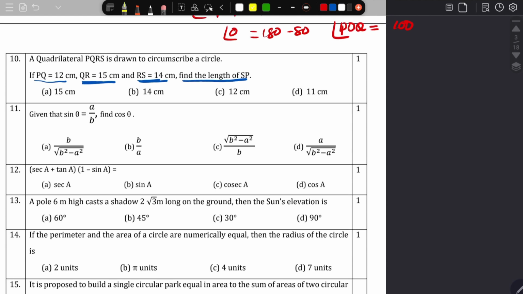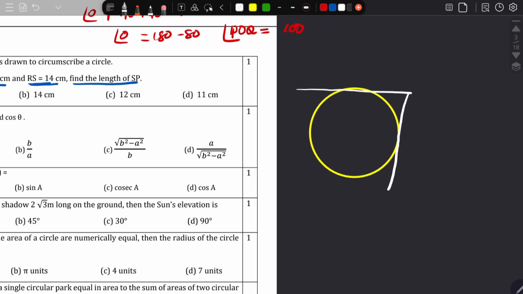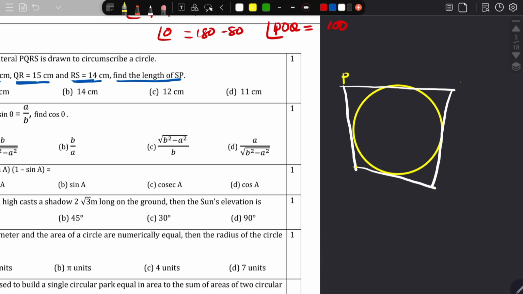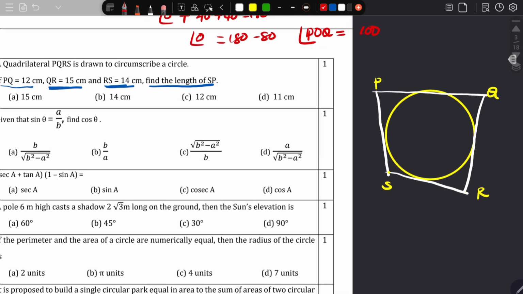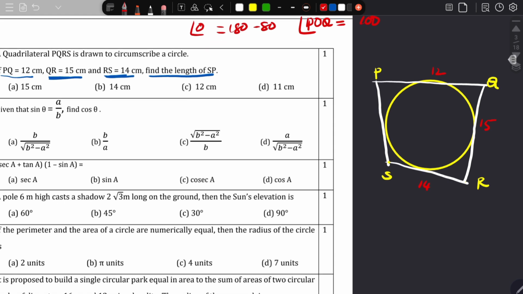So, first draw a circle, and PQRS is circumscribing the circle. Let us take a quadrilateral circumscribing the circle. Just imagine it is touching all the sides, the quadrilateral named PQRS, and given the measurements PQ is equal to 12, QR is equal to 15 and RS is equal to 14 centimeters. So, we need to find SP.